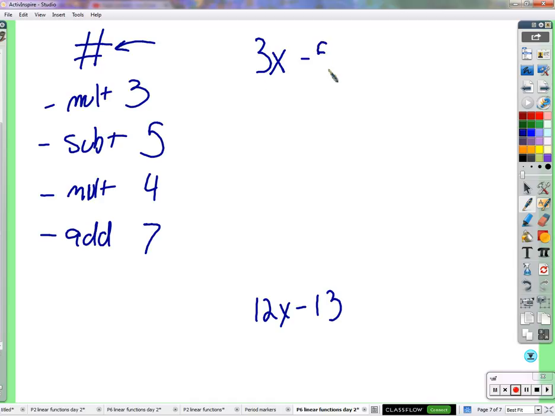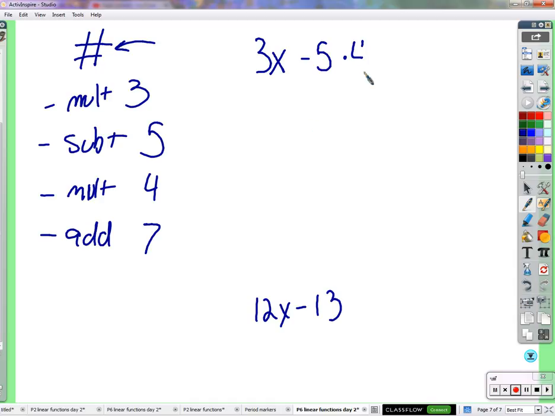Next, subtract 5. Now let's look at it. When I plug this in and follow the order of operations, if I plug a 3 or a 4 in there, would it get multiplied by 3 first and then subtract 5? Yes. The order of operations prioritizes multiplication, then subtraction. There are only two things happening, and they happen in the order of multiplication, then subtraction. That's what we all agreed to do. Great, so the way it looks is fine.